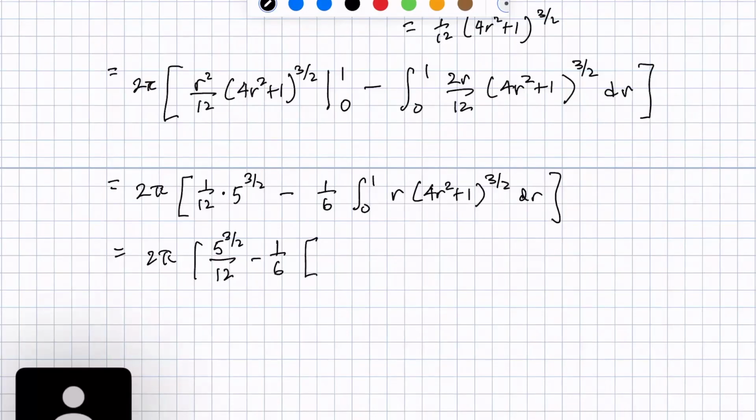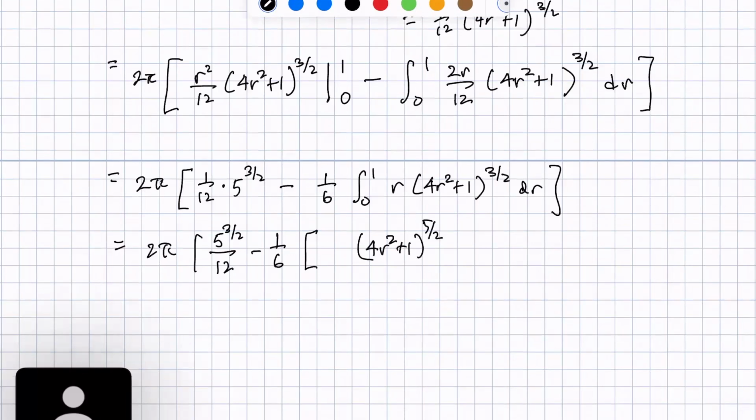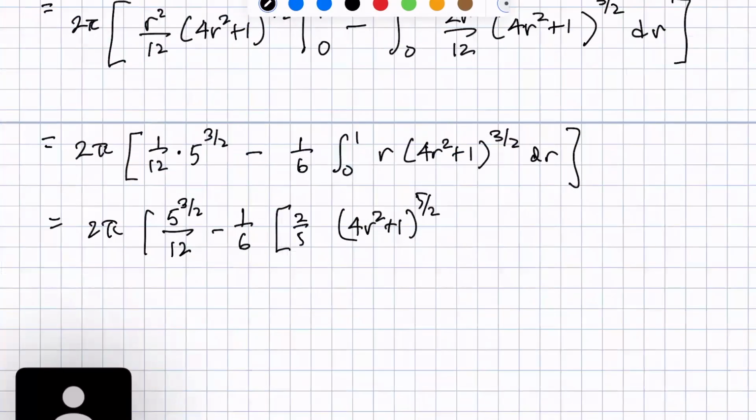Let's do an integration by, this is not an integration by parts, this is an integration by u substitution. So this is a little bit easier. 4r squared plus 1 to the 5/2. And then I have a 2/5, and then I have a 1/8. This is integrated from 0 to 1.